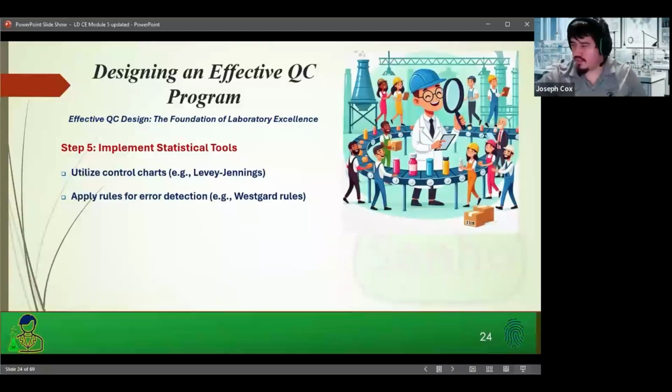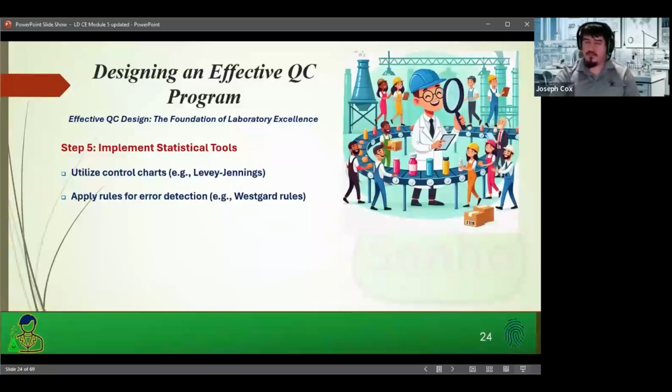If you don't know what Westgard rule is, you should look that up. There's a ton of literature on it. But if you guys are interested in that, I do have a presentation on it. We're not going to cover that specifically in this training, other than to talk about them.